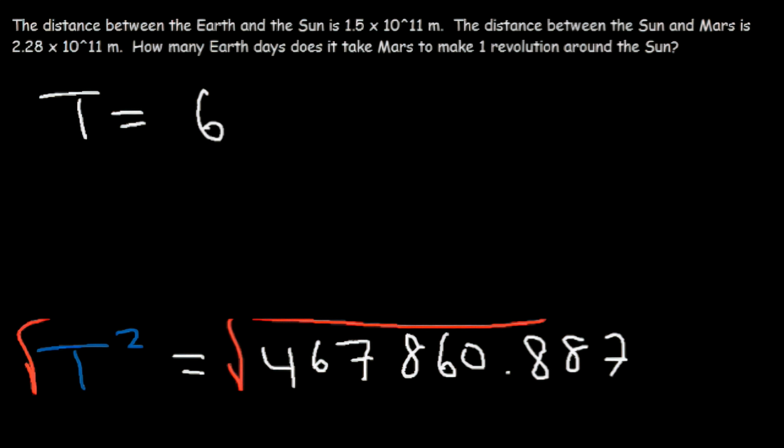So the answer is about 684 Earth days. So that's 1 year on planet Mars. That's how long it takes for Mars to revolve around the Sun.